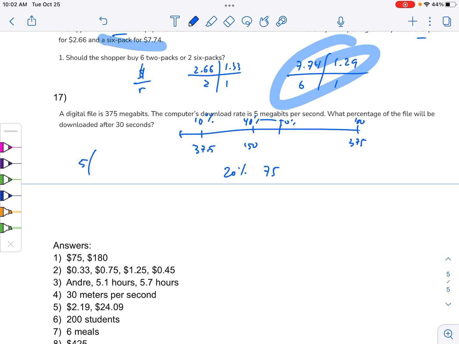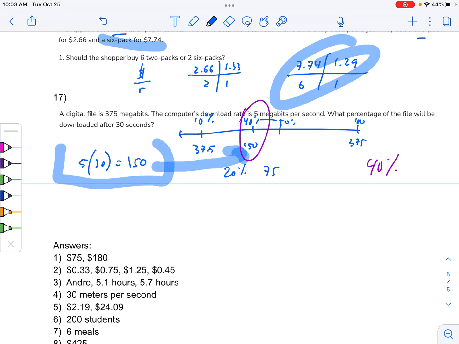So 5 megabits per second after 30. Why am I doing a number line? I'm going to do 5 times 30 seconds. It's 150. Oh, there it is. There's my number line. That's helpful. I see it. It's right there, which is my 40% that I found earlier. So 150 is actually 40%. Sorry, that was kind of confusing. I'm trying a few different things. Hopefully you just went right to 150, and we just needed to see where 150 sat on my number line, and it sat at 40%. Whew. That was a little bit crazy.